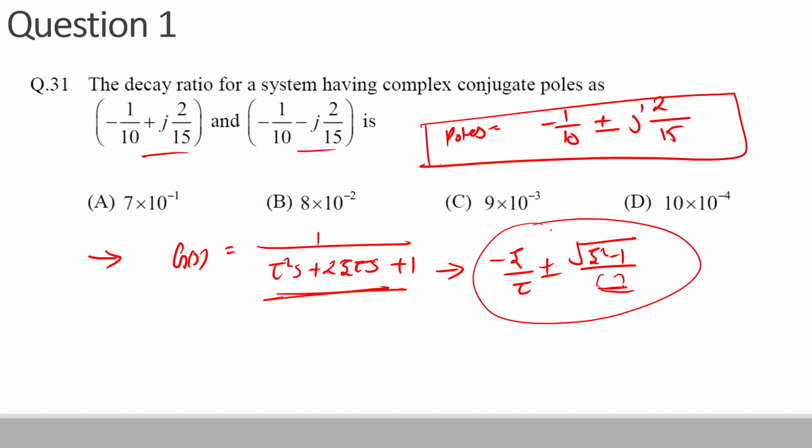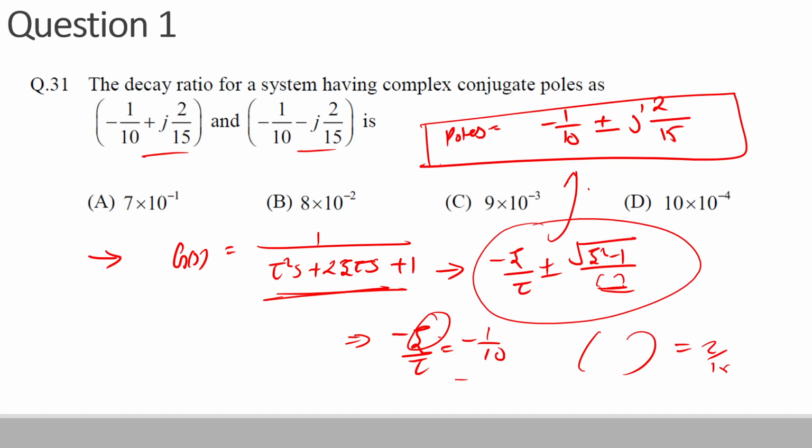Basically we have to compare this with this term, and then we will get the equations: minus zeta upon tau is equal to minus 1 upon 10, and some term is equal to 2 by 15. On the basis of solving these equations, we will get the value of damping coefficient zeta, and then we will use the formula of the decay ratio to find the answer.